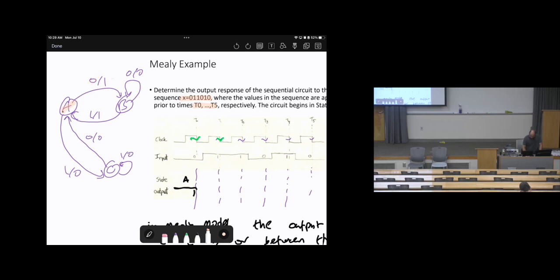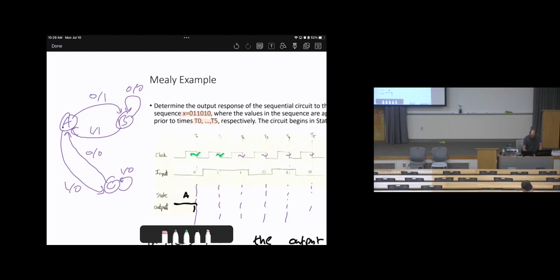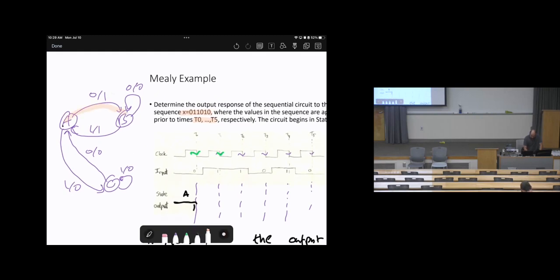Now, the first update will happen to the states. We have the input 0, state A. Where will it go when the state is A? It will go to B. Is that right? Input is 0, it will go to B. Therefore, we can say that the next state is B.